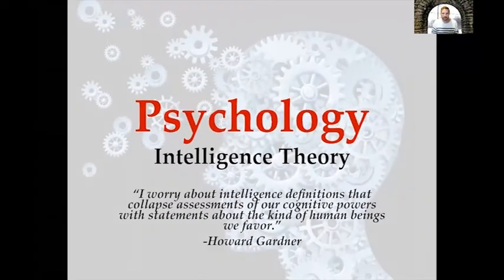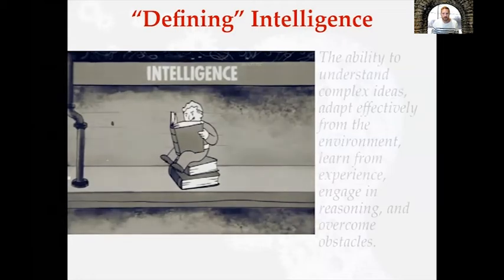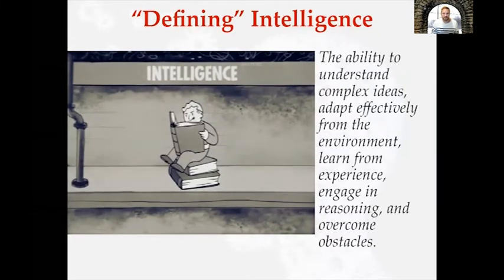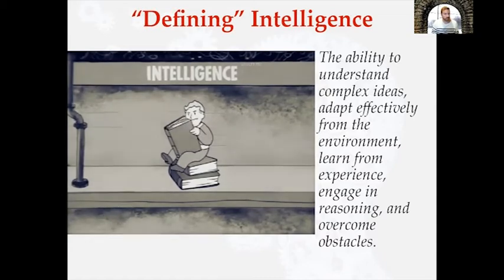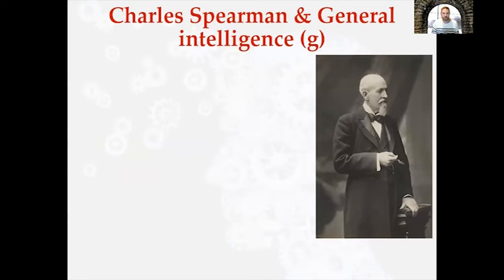Today, we're going to talk about assessing intelligence. Theories of intelligence. So, what is intelligence? Intelligence is the ability to understand complex ideas, adapt effectively to the environment, learn from experience, engage in reasoning, and overcome obstacles. The first person to really try to define intelligence was a guy named George Spearman.